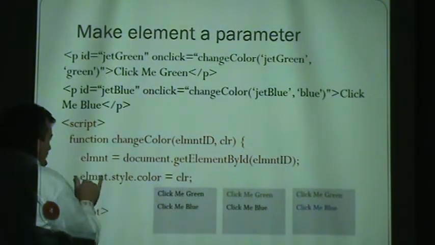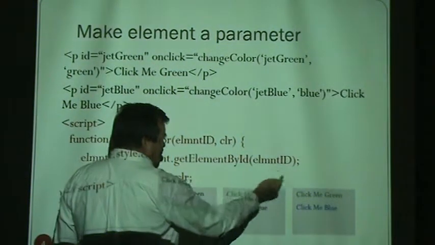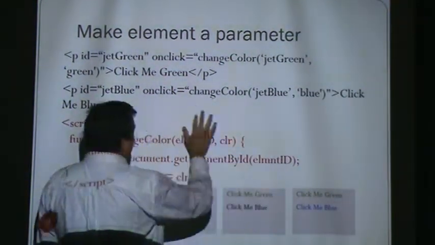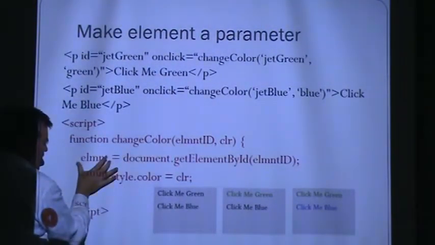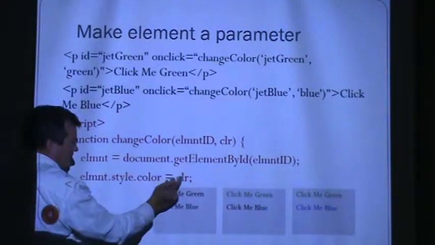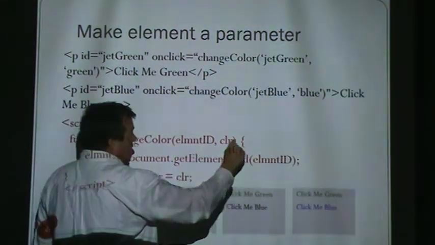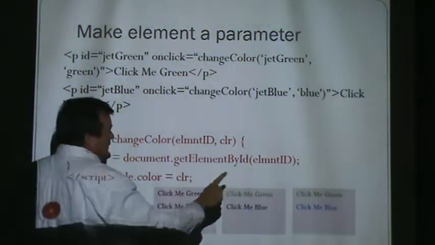And then I'm going to say for that element, so I'm going to call the function get element by ID, and I'm going to pass in the identifier, the name that I gave. And it's going to get me that actual element. Then I'm going to say for that element, go into its style and go into its color and set the color to whatever came in as a parameter. So this one I'm going to change to green, and this one I'm going to change to blue.